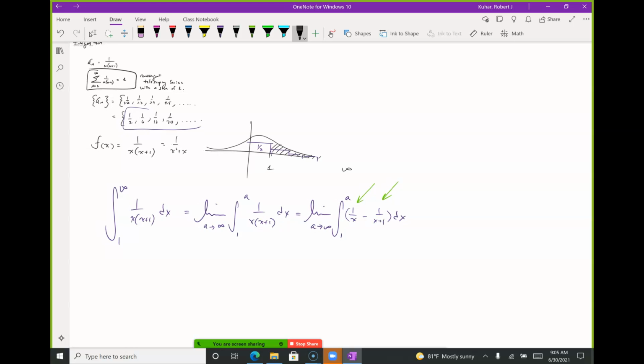So anyway, we're looking here at the limit as a goes to infinity of what? ln of x minus ln of x plus 1 from 1 to a. Everyone agree with that?